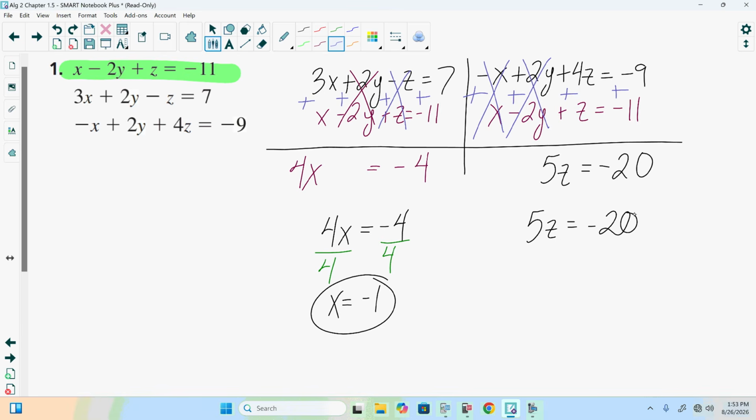So if we'd actually gotten an expression with x and z, we plug x in, solve for z, and then plug all three back into the original one and solve for y. Here, we don't even have to plug z or x back in. We just solve for z. It's all by itself.